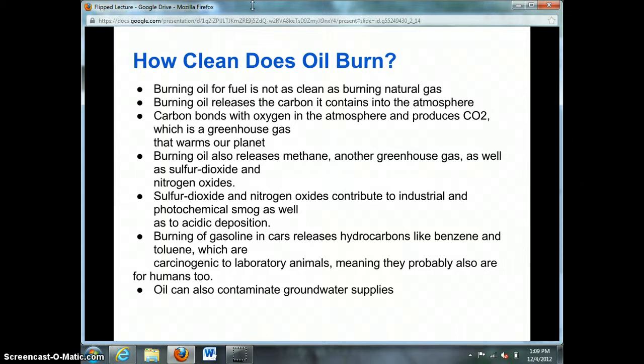Sulfur dioxide and nitrogen oxides contribute to acid deposition in our environment, which causes acid rain and deteriorates our environment. Burning of gasoline in cars releases hydrocarbons like benzene and toluene, which are carcinogenic to laboratory animals, meaning they're probably also carcinogenic to humans. And oil can also contaminate groundwater supplies from runoff and whatnot.